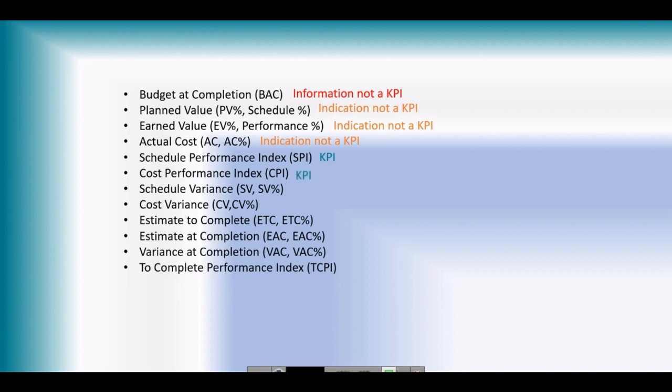Cost performance index is also a KPI. It tells you how much you have spent in order to earn. If my CPI is 0.9, it tells me that I have spent $1 from my pocket and I have earned only $0.9 against that. So I am losing $0.10 in every dollar I am spending. So this is giving me a conclusion.